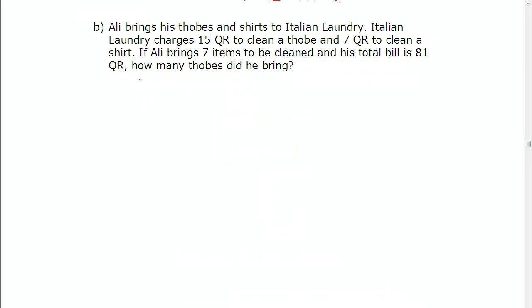In the next example, we have Ali who brings his thobes and shirts to Italian Laundry. Italian Laundry charges 15 Qatari riyals to clean a thobe and 7 Qatari riyals to clean a shirt. If Ali brings in 7 items to be cleaned, so that's the total number of items, and his total bill is 81 Qatari riyals, how many thobes did he bring? So let T be the number of thobes.